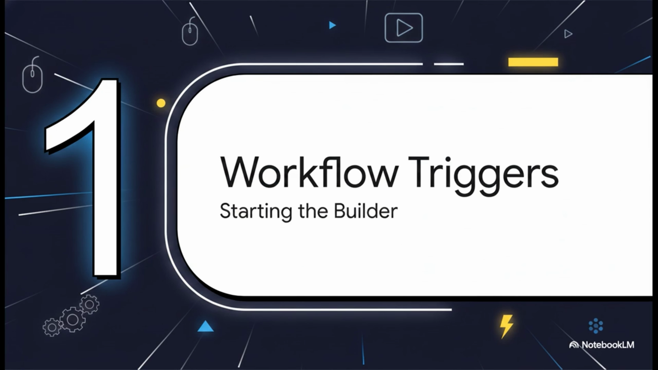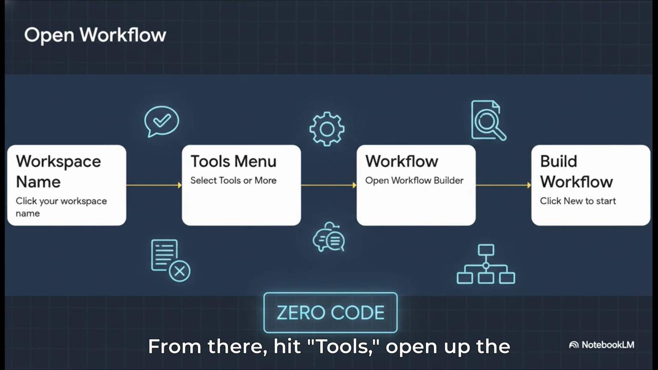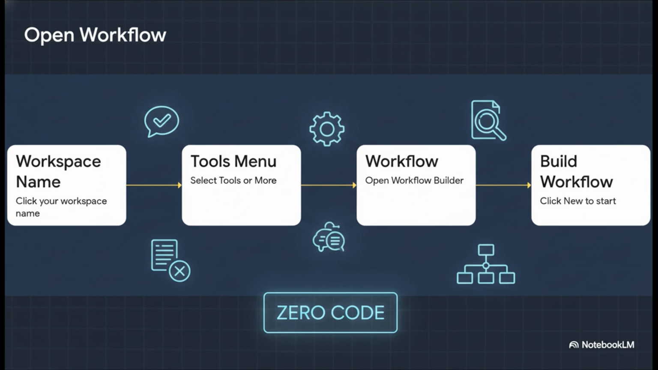All right, step one. Let's trigger the workflow builder. Getting there is super simple. You just look up at the top left of your screen and click your workspace name. From there, hit Tools, open up the Workflow Builder, and just click New to start a fresh canvas. Oh, and if you don't see Tools right away, it might be hiding under Automations or the More tab.